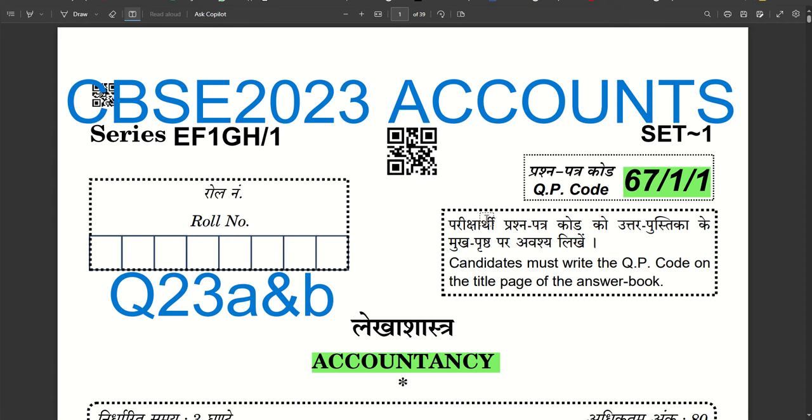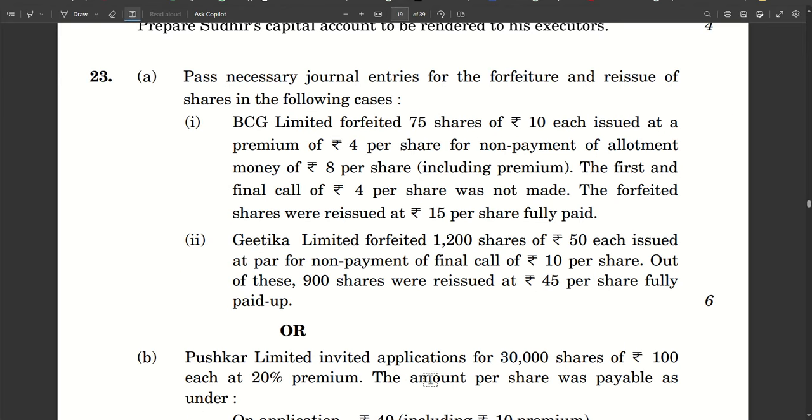Here in this question, we'll be covering question 23, section A and B, which are the 6 mark sum that we have. Let's have a look. These are the sums on forfeiture of share. BCG Limited forfeited 75 shares of rupees 10 each, issued at a premium of rupees 4 per share for non-payment of allotment money of rupees 8 per share, including premium. So this 8 per share includes rupees 4 premium.